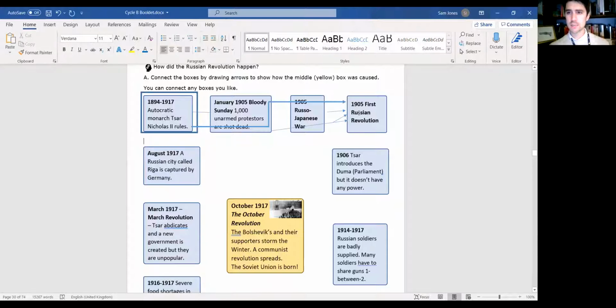So what you're doing is making as many connections here as you can between the blue boxes, but you can only connect one blue box to the yellow box. Pause the video here and complete that task now. It should take you about 5 minutes.